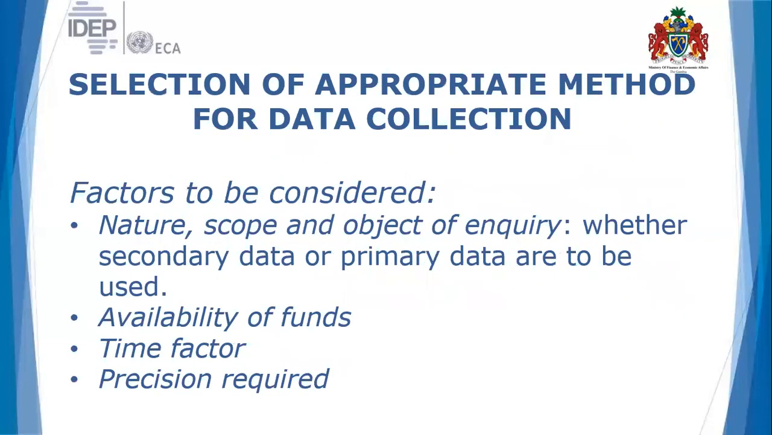Now, when it comes to selection of appropriate method for data collection, there are also a number of factors that the evaluators need to consider. One is the nature, scope, and objective of the inquiry or the evaluation. So we should ask whether secondary data or primary data are to be used, both or one of the two. Another aspect is availability of funds. Do we have adequate funds to support collection of the kind of data that is needed?